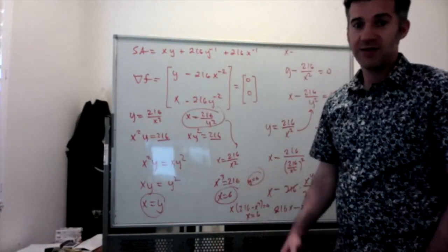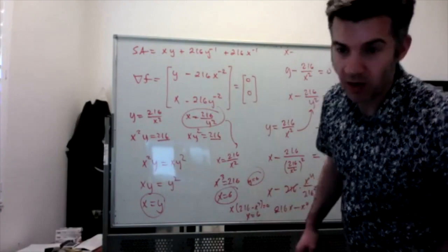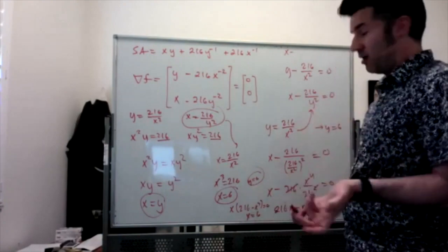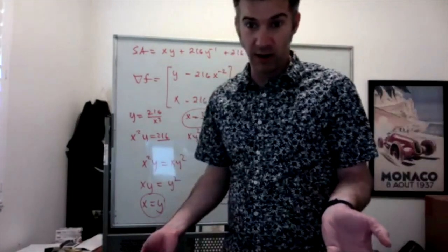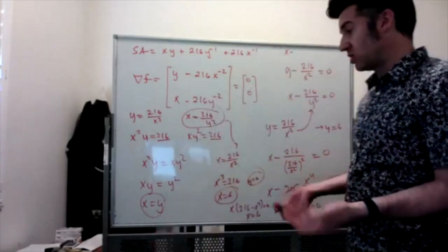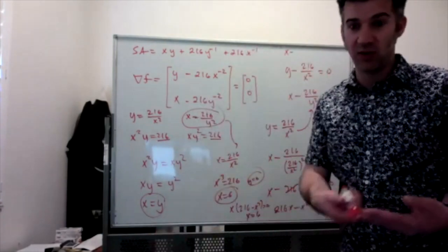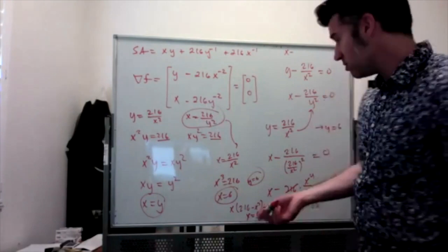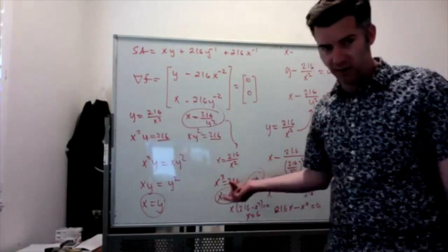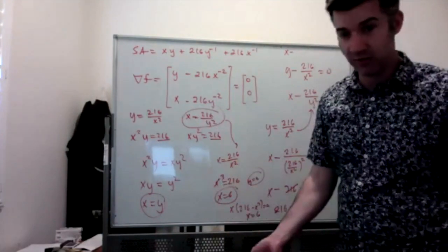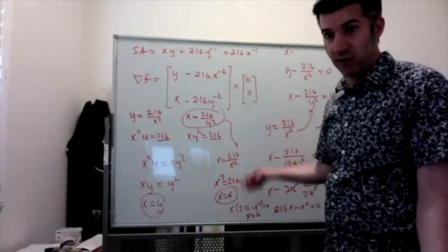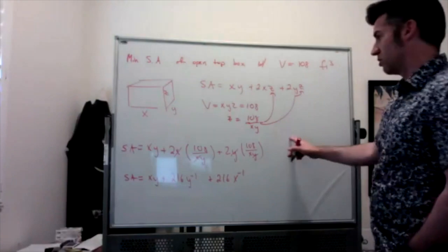The last part of this problem: the question asks you for the minimum surface area. Technically, you should check to see that it's a minimum, although you don't actually have to do that for this problem. If you're only getting one critical value, it's going to be the thing they're asking for. You could check to see that it's going to give you a minimum. The way we would do that would be to find D.